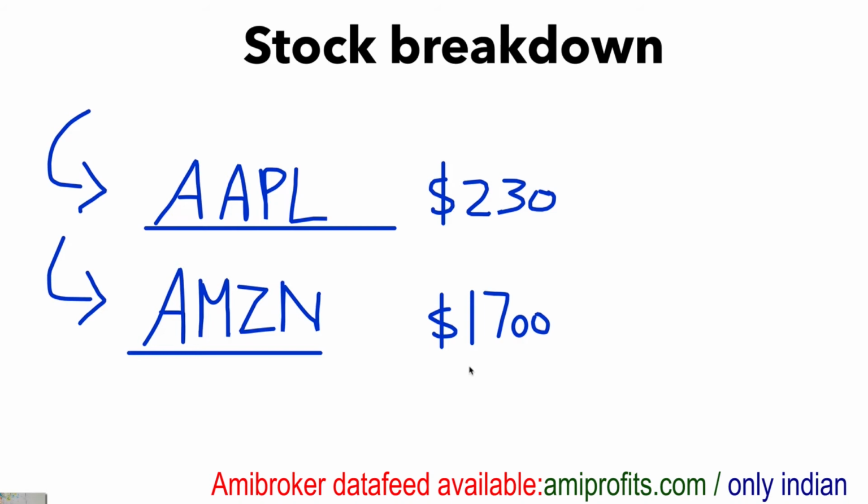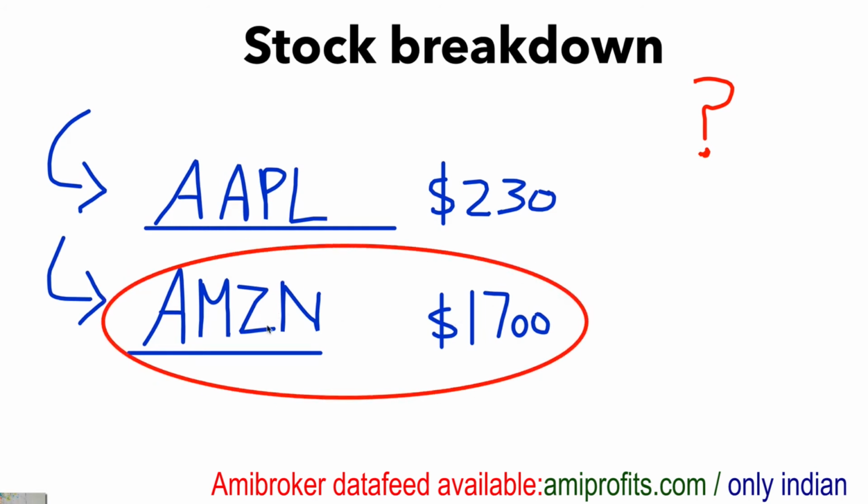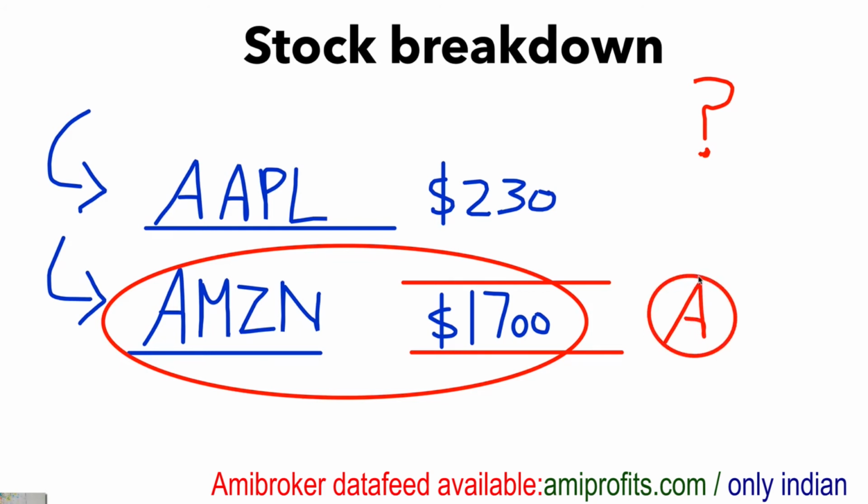Now, if I asked you a simple question, what company or what stock do you think is bigger? What's a bigger company? What would you say? The answer most people have is Amazon. They're like, stock AMZN is bigger because the stock price, common sense. Stock price is $1,700, but the stock price for Apple is only $230. So obviously Amazon is bigger. That's what most people think. But that's wrong. Amazon is not bigger, or we don't know yet. There's something we need to look into.